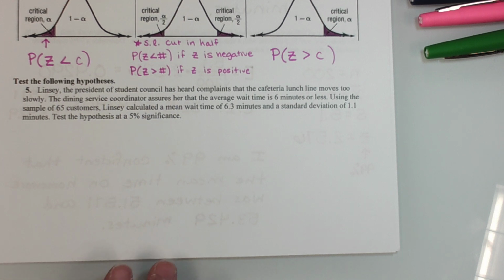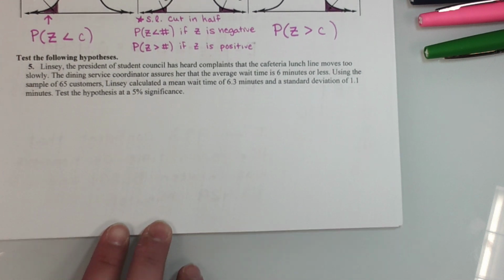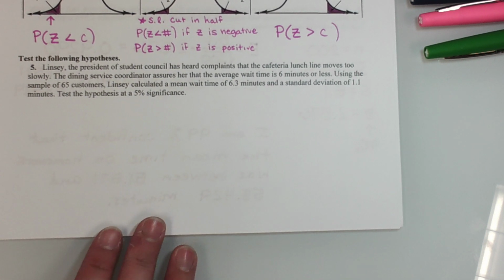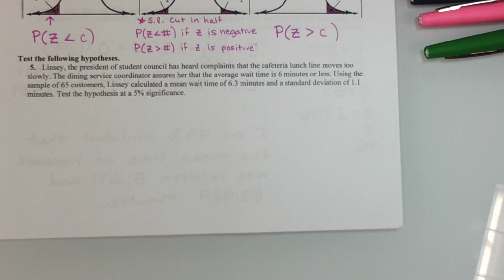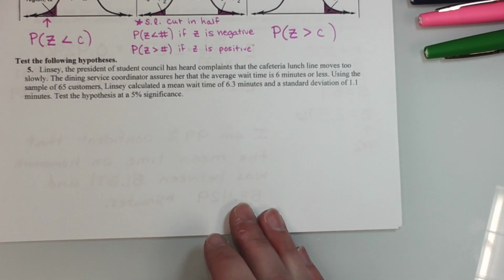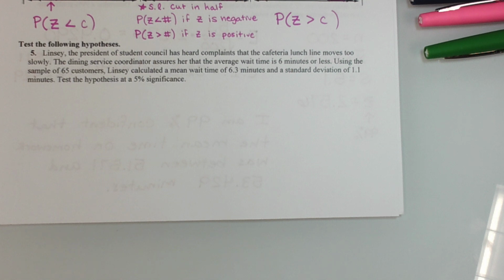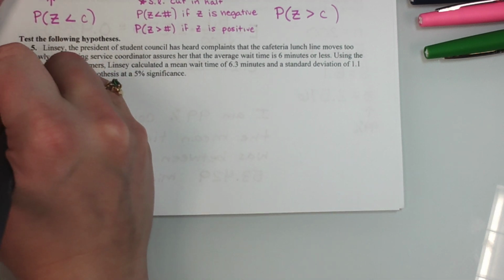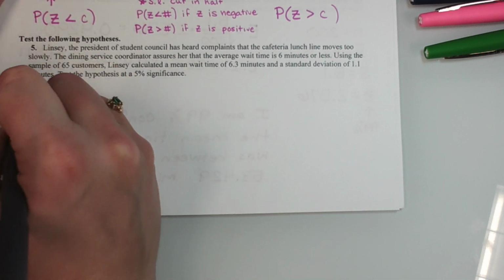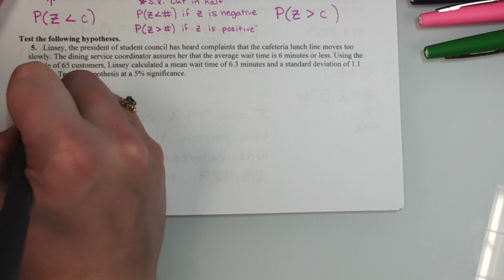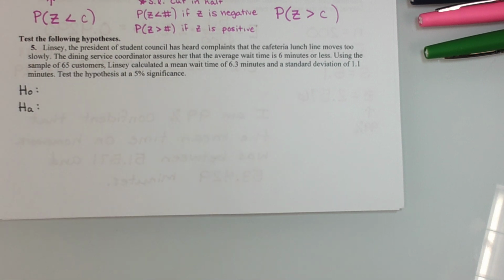So, Lindsay is trying to prove the dining service coordinator wrong. The dining service coordinator is the expert on the situation. Lindsay, president of student council, is someone doing a little bit of research. First thing you've got to do when you're doing hypothesis testing is identify your hypotheses.